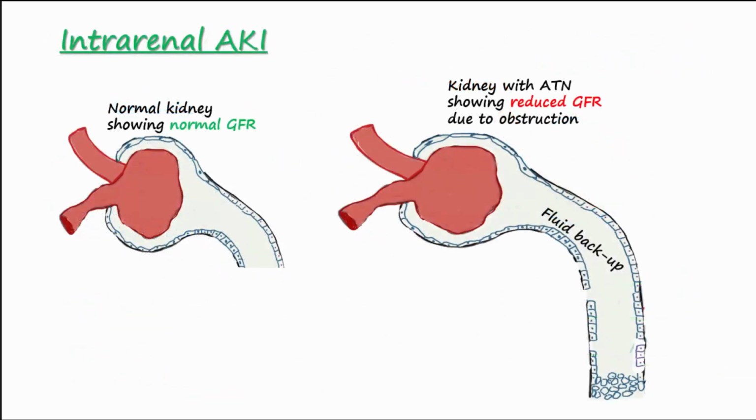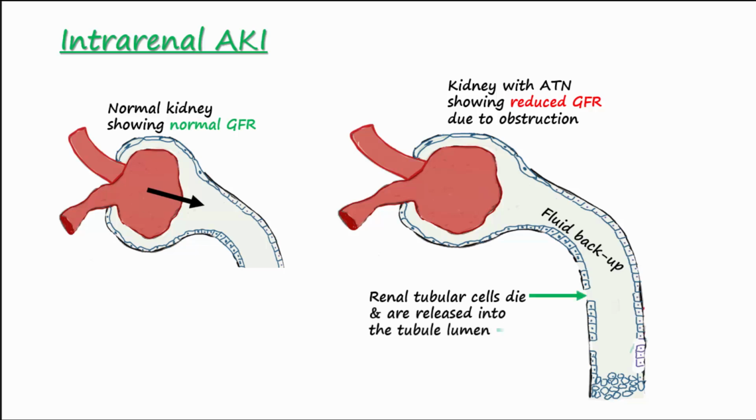Here on the left is a drawing of a healthy nephron with normal GFR. On the right is shown a kidney suffering from ATN, where renal tubular cells die and detach and clump together to form a plug that may partially or fully block off the lumen of the renal tubules. This prevents fluid flow and causes fluid backup, proximal to the blockage.